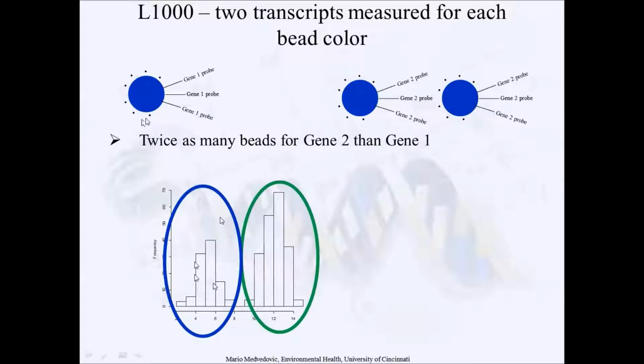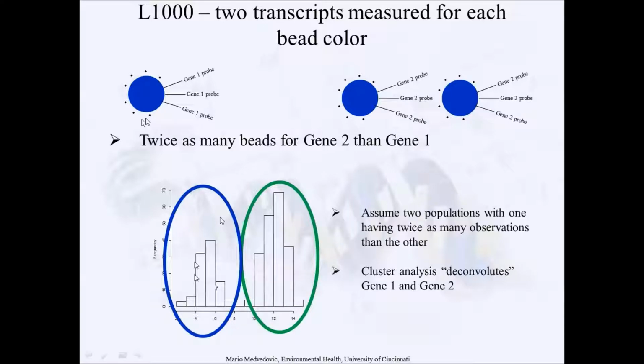And now the summary is for the expression level of gene 2 would be some kind of average of these observations in this cluster, and for gene 1 would be some kind of average of the observations of this cluster. So basically a simple cluster analysis then deconvolutes measurements for gene 1 and gene 2 from the same type of bead. Mario, what is on the x-axis on this graph?